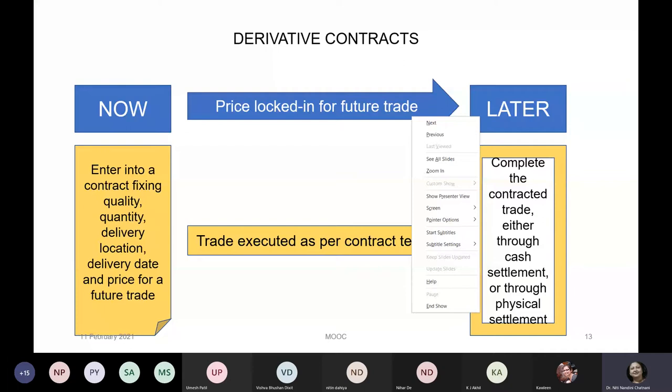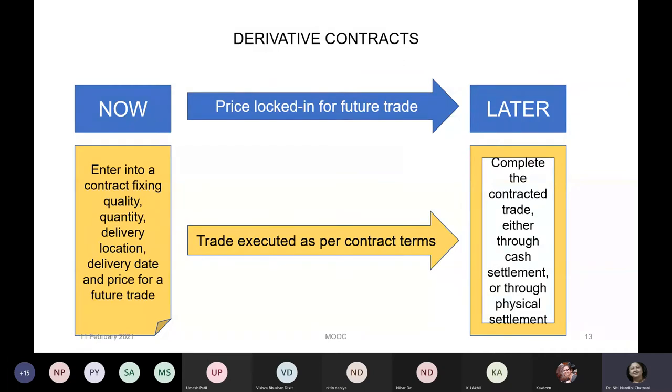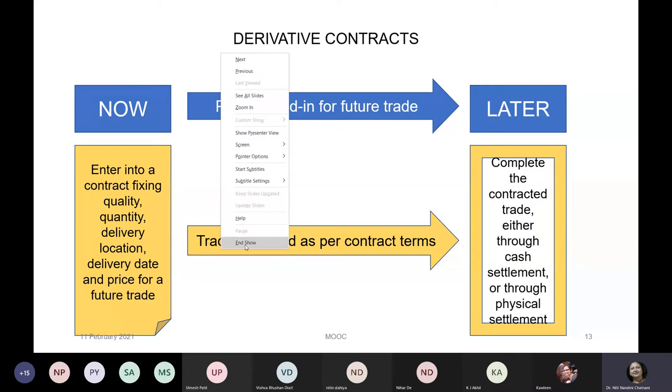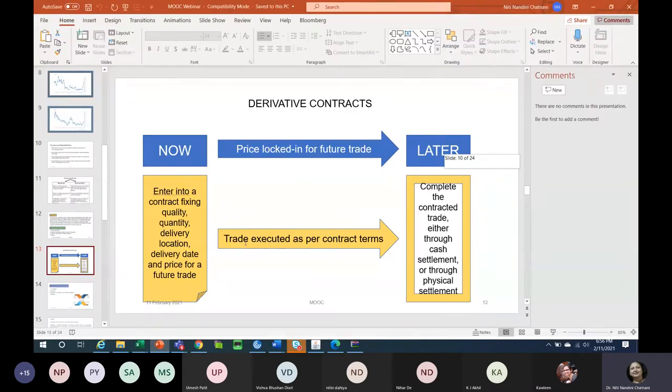And the plain and simple reason for that is that when you go for physical settlement through the exchange, it will offer you a very limited number of locations. As you saw in the castor seed contract, it will offer you very limited number of locations through which you can give or take delivery. Okay, and those locations may not be convenient for you.